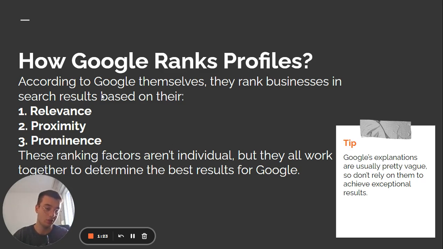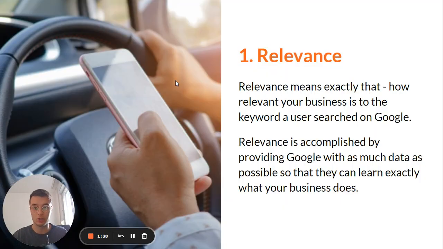So, Google's explanations. Just one tip to have in mind: don't rely on Google's explanations only. They're usually pretty vague. We'll have to do a lot of additional research to figure out exactly what Google is saying. So this presentation can serve as a good source of information to figure out exactly what they mean, for example, when they say relevance.